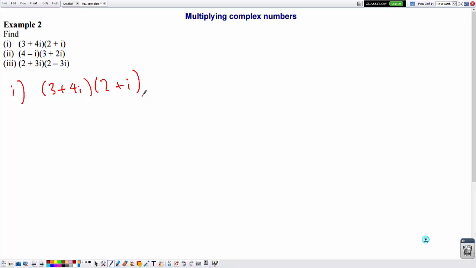So 3 plus 4i times 2 plus i. 3 times 2 equals 6, 3 times i equals 3i. So it's the same way of multiplying that we've learned from primary school. 4i times 2 is 8i, and then 4i times i is plus 4i squared. Now we need to remember i squared is -1, so this is in fact -4. So let's simplify all this. 6 minus 4 is 2, and then 3i plus 8i is 11i. Done.